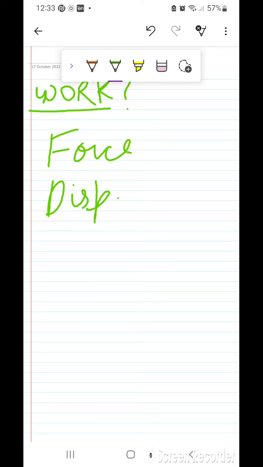Now let us take an example. If a coolie has luggage on his head and he is moving horizontally on a railway station, do you think any work is done? You will say the force is applied. Yes, the force is applied. Displacement has occurred. But here the work done is 0. Why? That means there is also a third factor on which the work depends. So the work depends upon the angle.